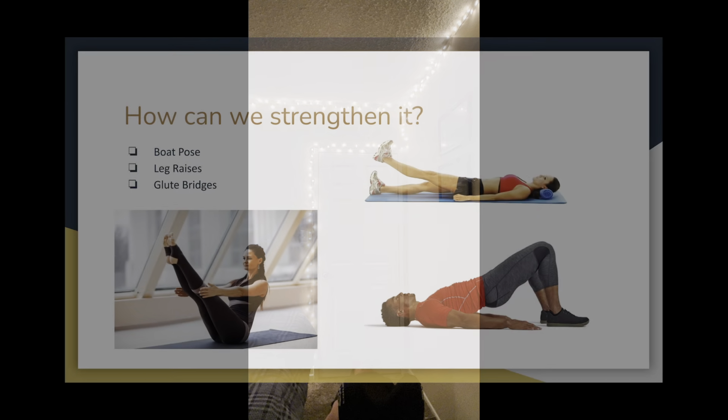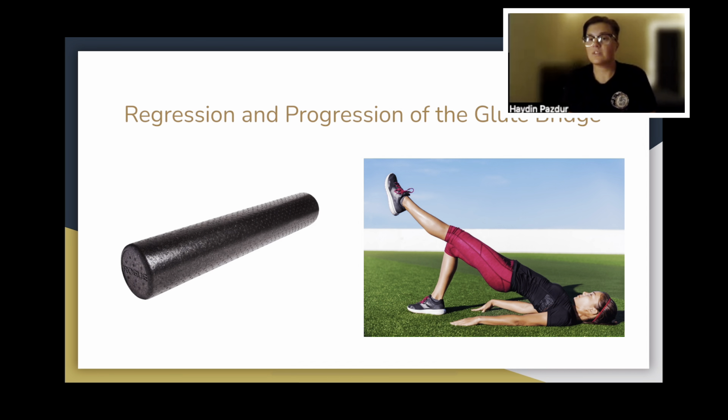It looks like this. Flat on your back, knees in towards your butt, and you're going to bridge up. You want to hold it there for a second, and then slowly lower back down, and repeat it over and over again. Now that we've seen those 3 exercises demonstrated to strengthen the psoas major, let's take one of those, being the glute bridge, and let's regress and progress this exercise.